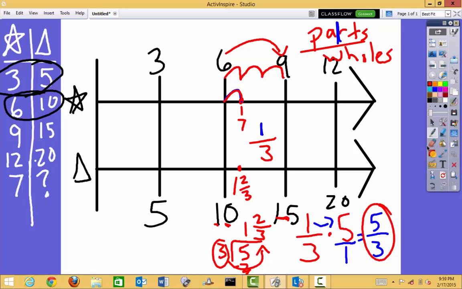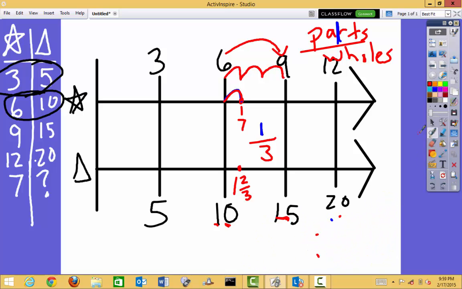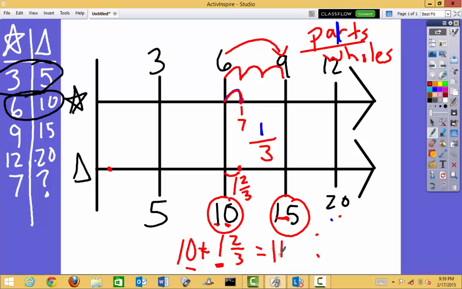Now, is that my final answer? No, I should notice that my final answer should be somewhere between 10 and 15. And 1 2/3, well, that would be all the way over here. So what I need to do is this. I take however far this moved over, 1 2/3, and I add it to 10. So I have 10 plus 1 2/3. What I do is I add my whole numbers together, so 1 plus 10, that's going to be 11. And then I add whatever my fractions are. All I have is 2/3, so I add 2/3 to that 11. So this is my final answer. When I have 7 stars, how many triangles will I have? I will have 11 2/3.